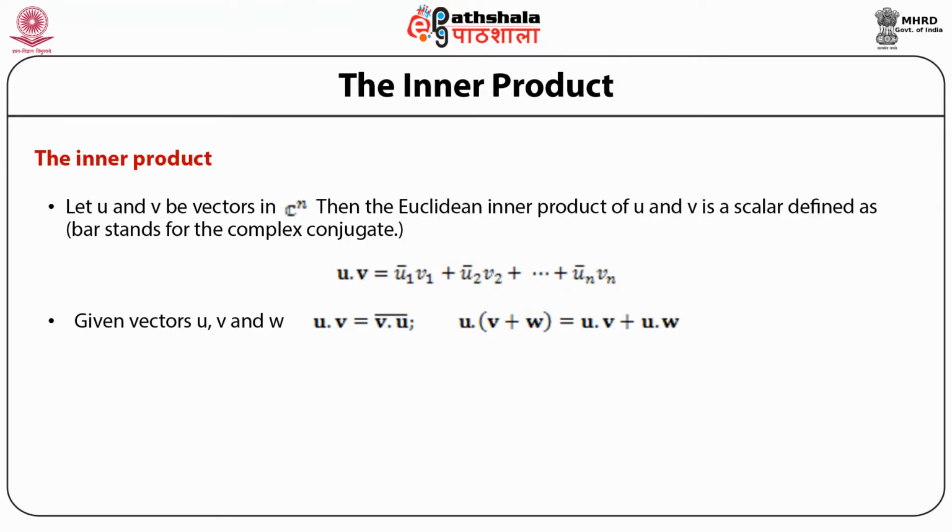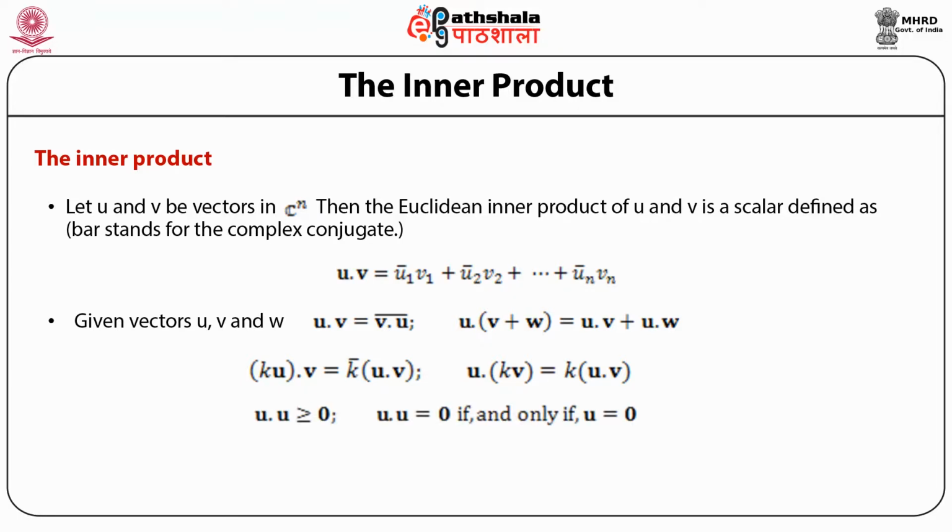Also, U dot within the brackets V plus W is equal to U dot V plus U dot W. Then the inner product of k times vector U with vector V is equal to k bar times the inner product of vector U and V. Inner product of vector U with k times vector V is equal to k times the inner product of vector U and V. The inner product of vector U with itself is greater than or equal to 0. U dot U is equal to 0 if and only if U is equal to 0.